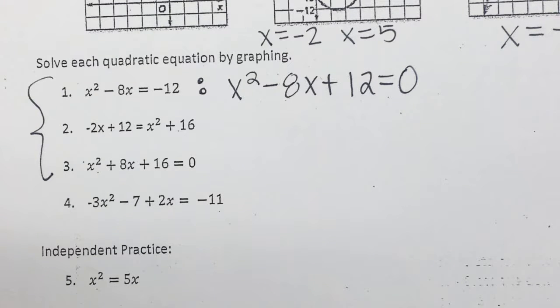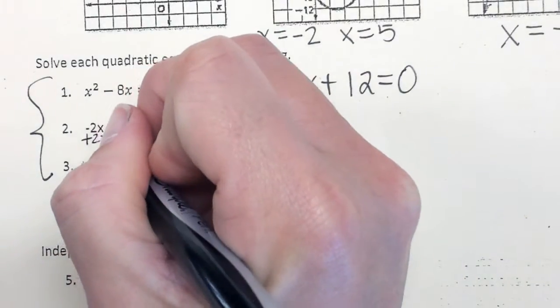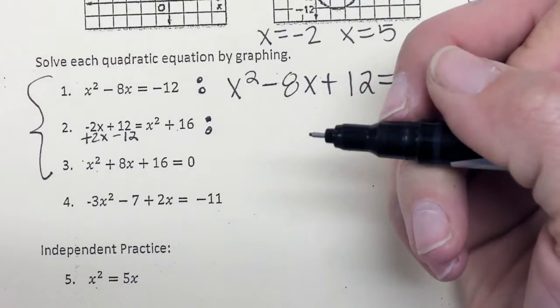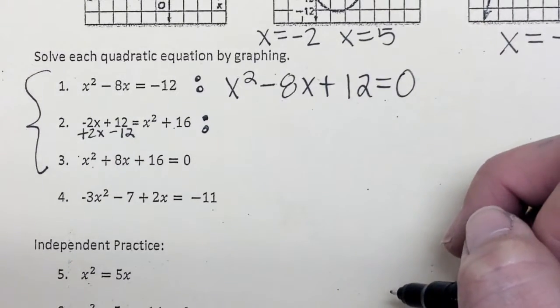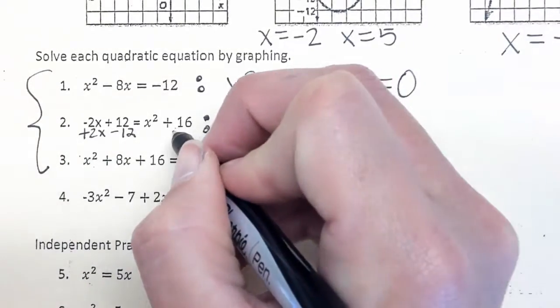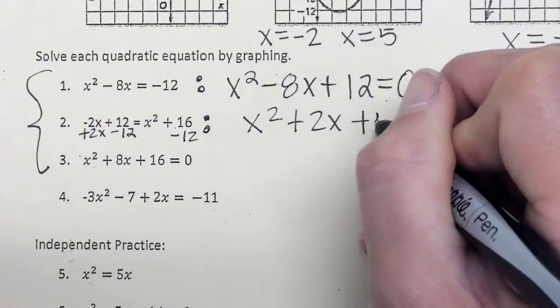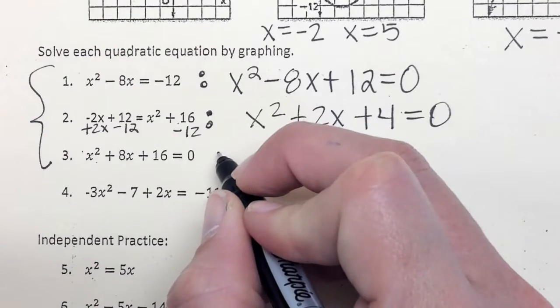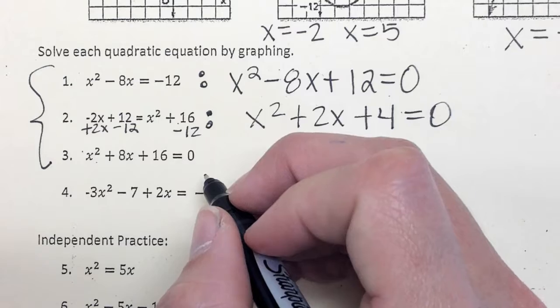What do you think we need to do for number 2 to put it in standard form? Subtract 2x? I mean, add 2x and subtract. Good. Change the signs. So tell me how to put that in standard form. Somebody besides Sydney. X squared plus 2x. Good. Plus 4. Good. Equals? Good job. Alright. What about this one? How do we put it in standard form? How do you know it is?